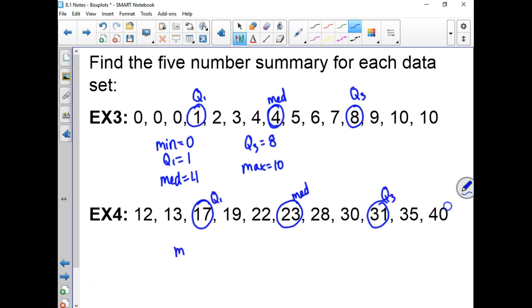So our minimum here would be 12. Our first quartile is 17. The median is 23. The third quartile is 31. And our maximum is 40. Okay, so all of those will be needed for the box plots that we will make.